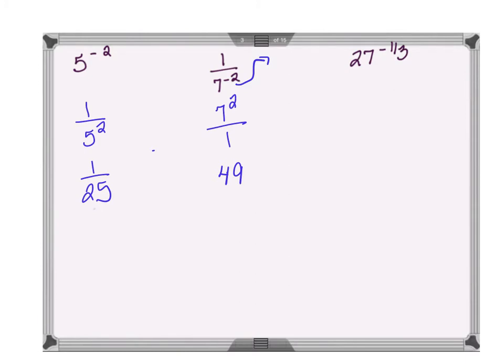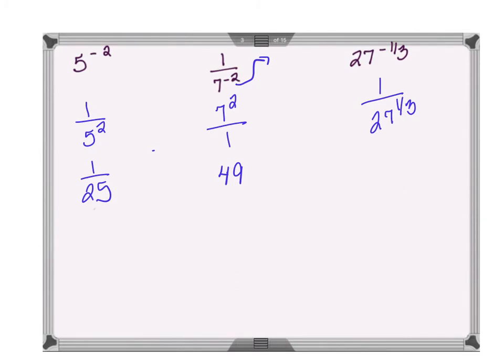Okay? Now, 27 to the negative 1/3. And I've seen this a lot in calculus lately, so you definitely want to pay attention to this. We want to do this in steps. We're going to take that 27 to the negative 1/3 and put it in the denominator. So I have 27 to the 1/3 in the denominator.